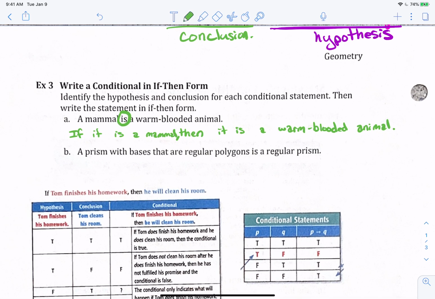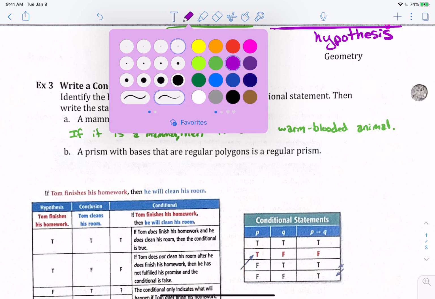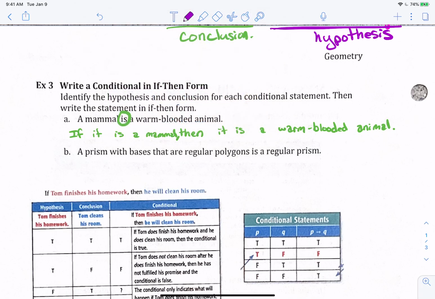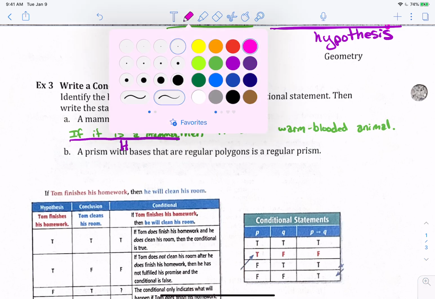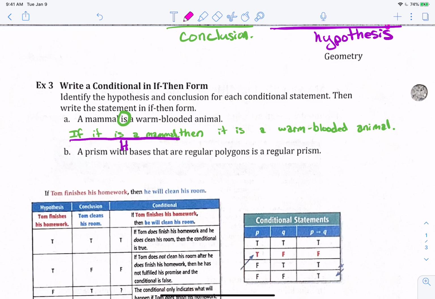What's the hypothesis? Good hypothesis. If it is a mammal, this is the hypothesis. Then it is a warm-blooded animal. That's the conclusion. If it is a mammal, hypothesis, then it is a warm-blooded animal, conclusion.